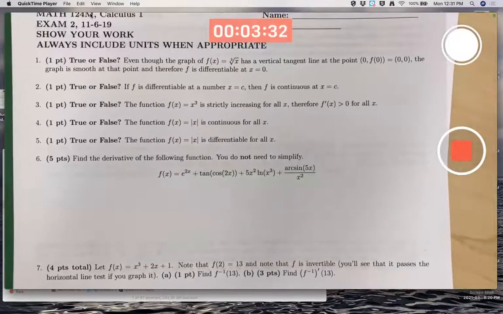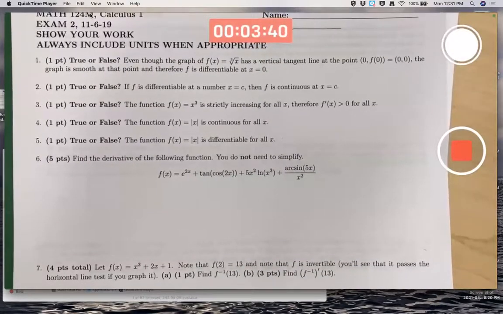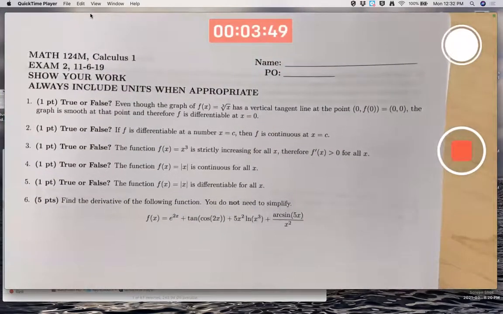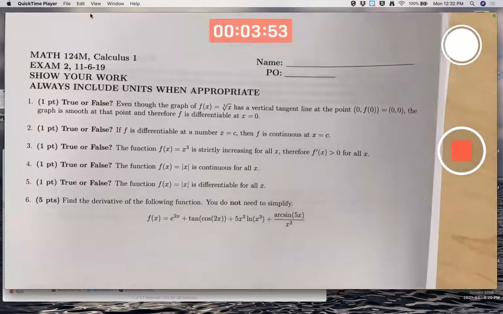In the example we did last Friday, we were just thinking about an application and highlighting concepts as they came up in the solving of the application. It was the free fall problem. But this time, let's be more thorough and systematic. So here's an exam I gave back from fall 2019, exam 2.